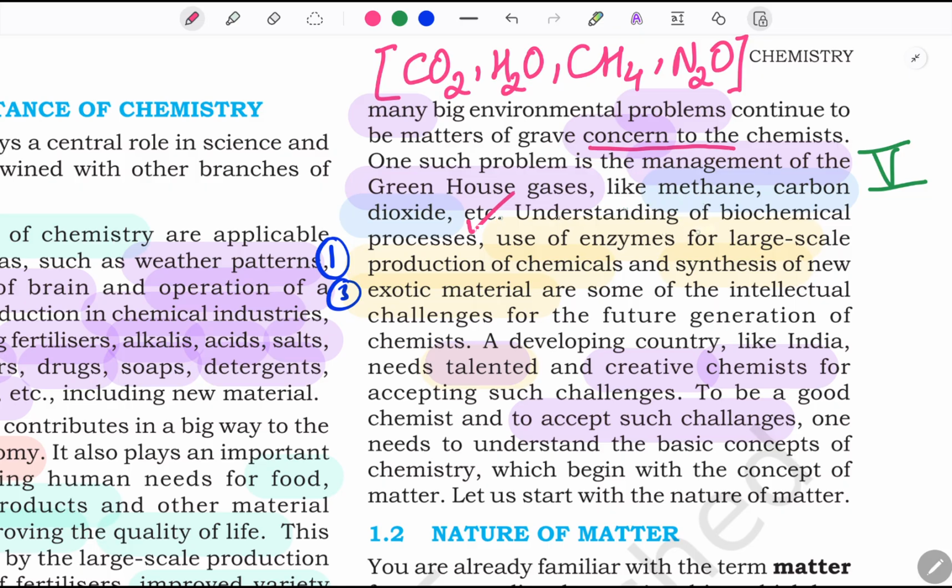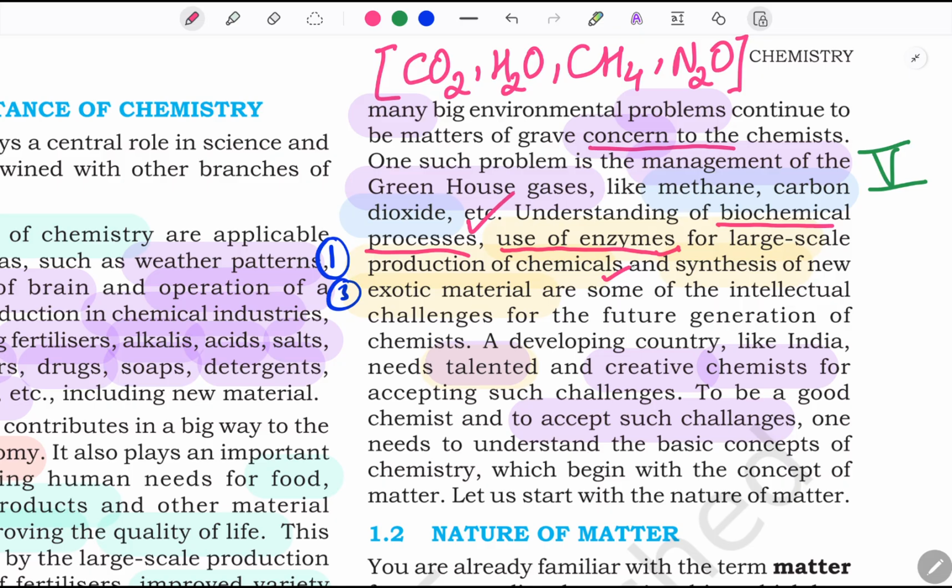The second concern we can see here is how the biochemical processes are happening in our body. So we still do not know the mechanisms of the majority of the biochemical processes. Then thirdly, the challenge is how we can use enzymes, that is the biocatalysts, for large scale production of chemicals. And the fourth challenge is synthesizing the new exotic materials. So these are, children, some of the important points.